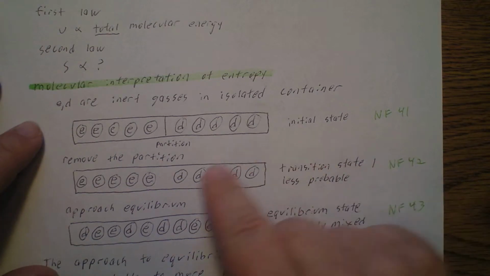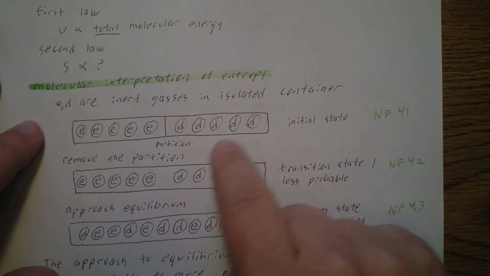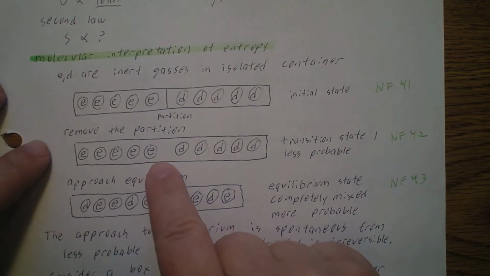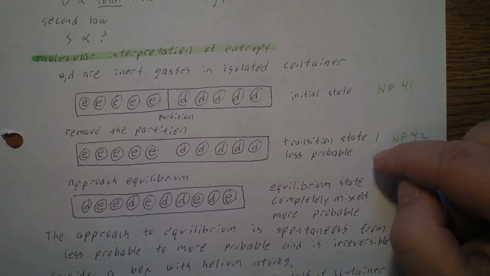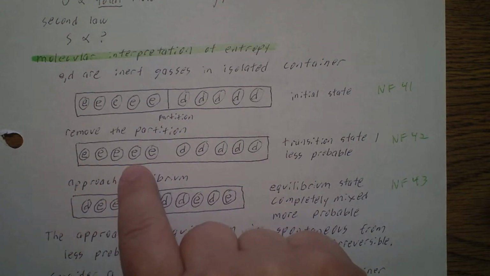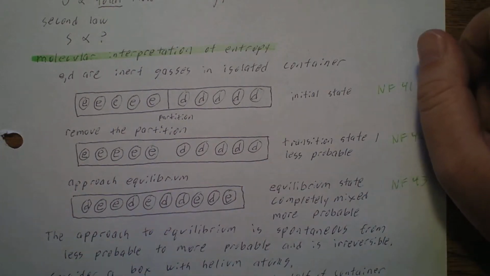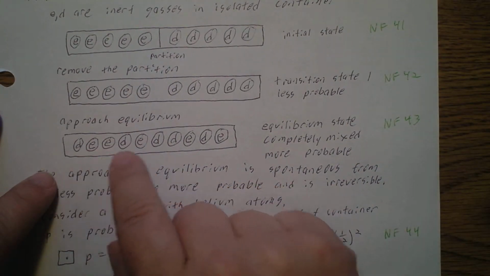So our initial state is with them separate. We have E on one side of the system, D is on another side of the system, and we have a partition between them. Now we're going to remove the partition. Now immediately, this is a transition state. Nothing's going to happen just yet. We still have the E over here, we still have the D over here, because they haven't had time to do anything. Now, as we approach equilibrium, we're going to start moving stuff around.